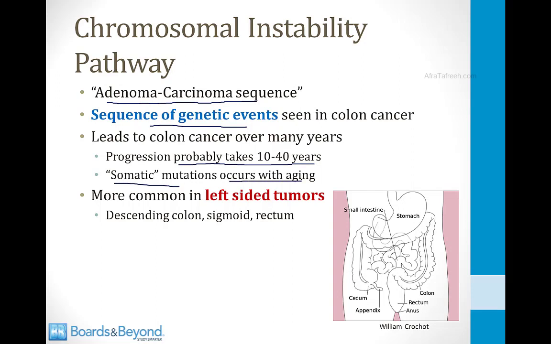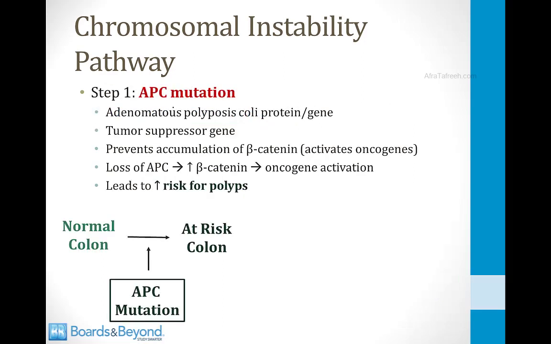And this pathway of development of colon cancer is much more common in left-sided tumors. So if you look at this drawing on the bottom left side of the screen here, the left-sided colon is the colon over here. It includes the descending colon and the rectosigmoid. And the tumors that form over here most commonly form via a series of genetic events called the chromosomal instability pathway. The first step in the chromosomal instability pathway is a mutation of the APC gene.